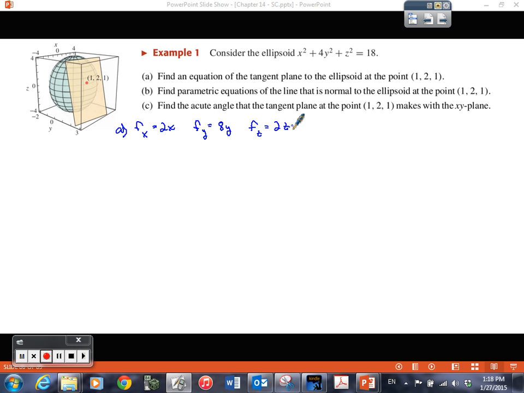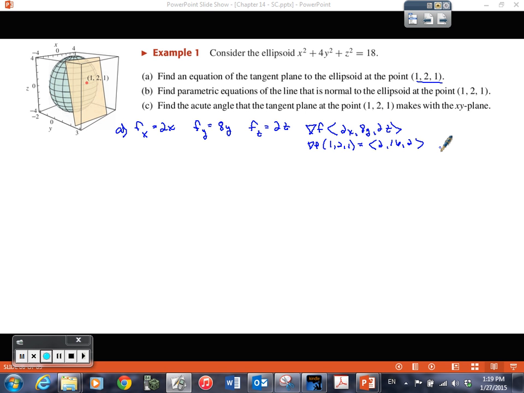Now we want to take those partial derivatives and evaluate them at that point 1, 2, 1 to come up with the gradient at that point. So our gradient is 2x, 8y, and 2z. And then our gradient at 1, 2, 1 is 2, 16, 2. Okay, so there's our normal vector, which is the gradient.